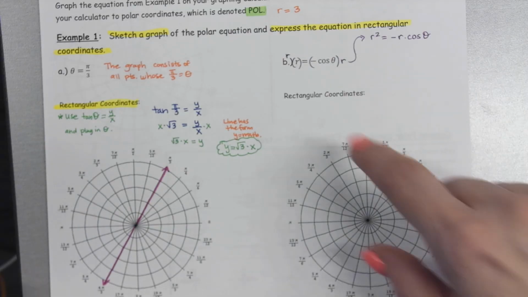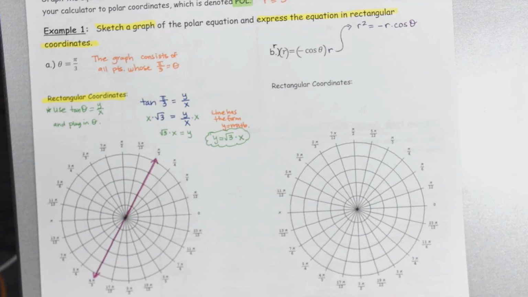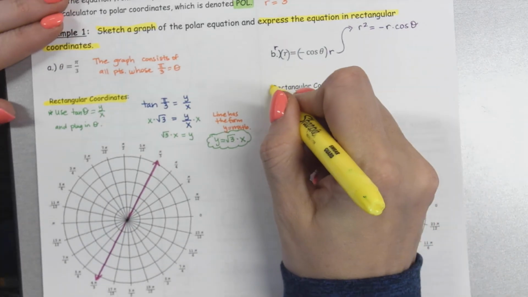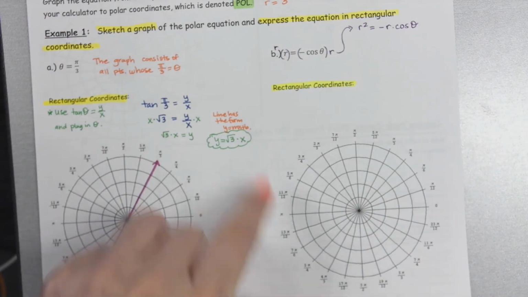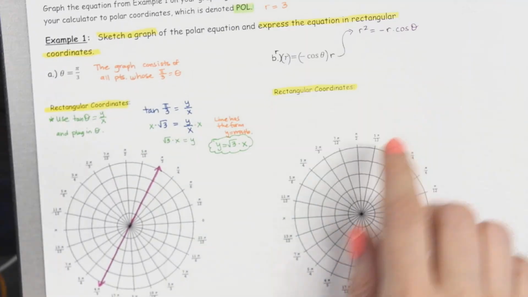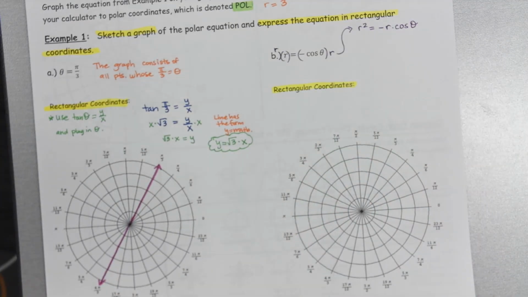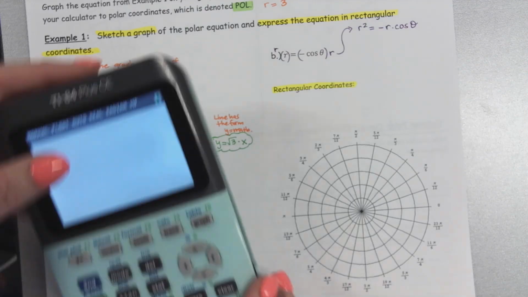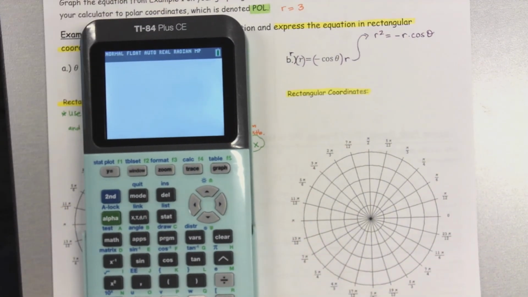Okay, this is to find your rectangular coordinates. And once we do that, we are going to graph. Okay, this one is going to be easier to graph from your rectangular coordinates. If you also want to see what happens when you plug it in your graphing calculator, you can.